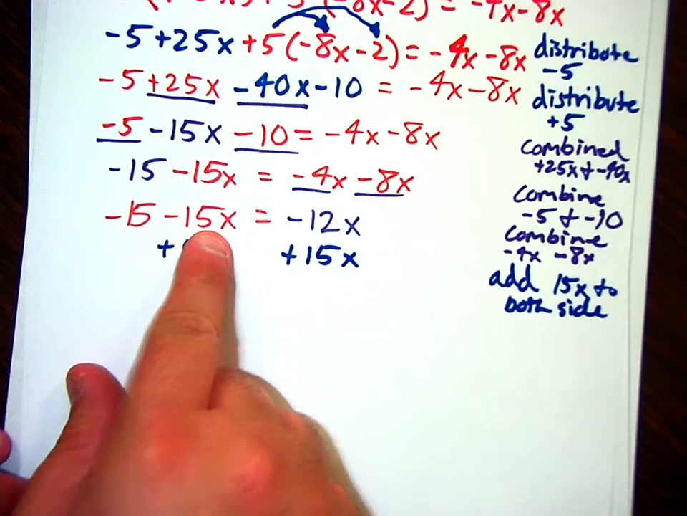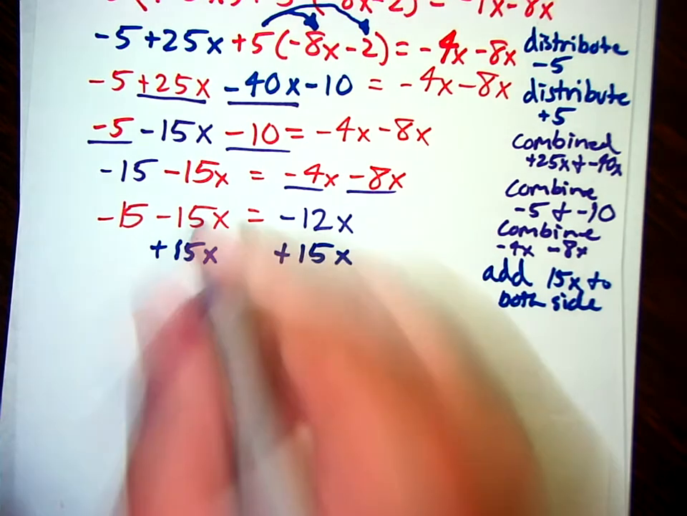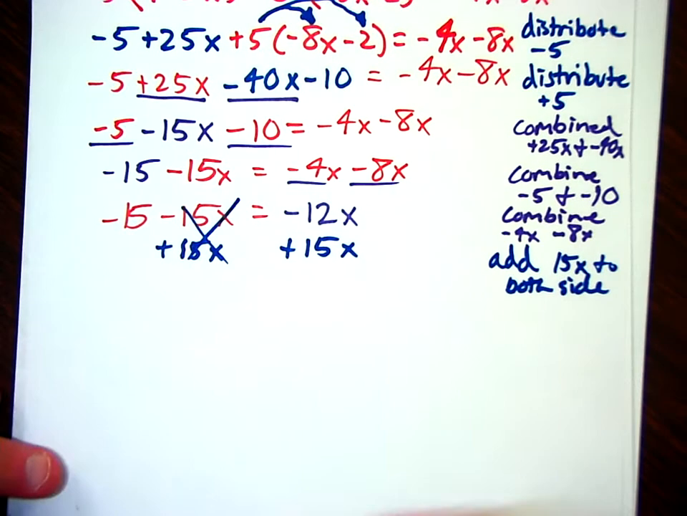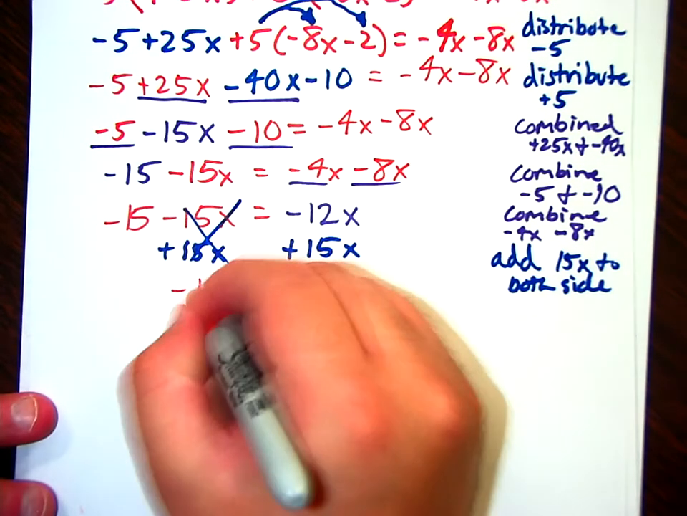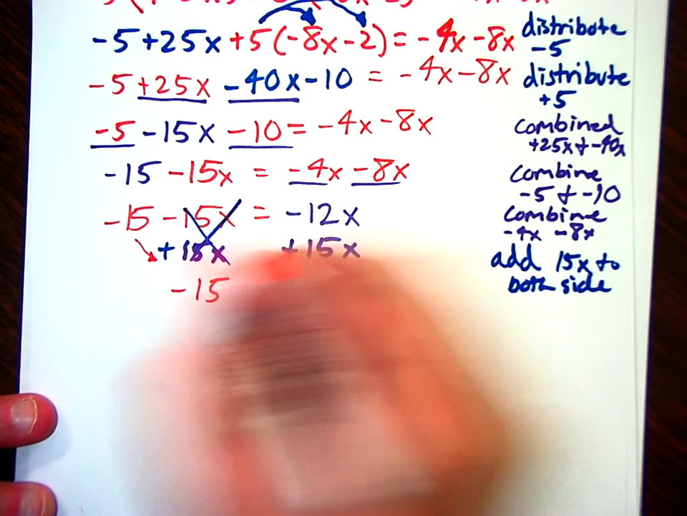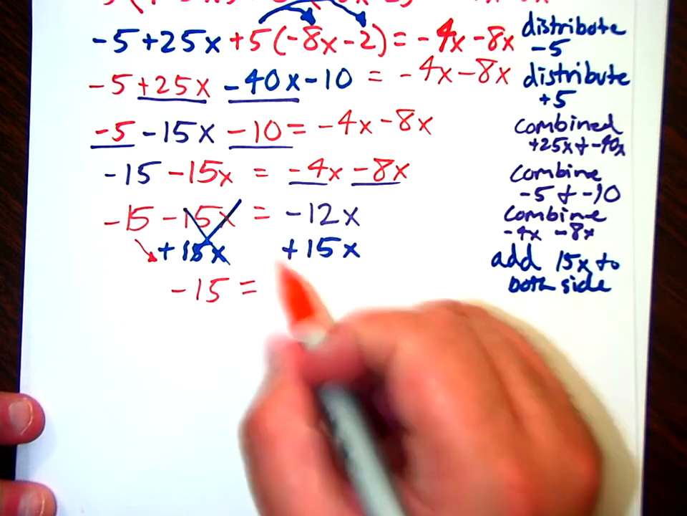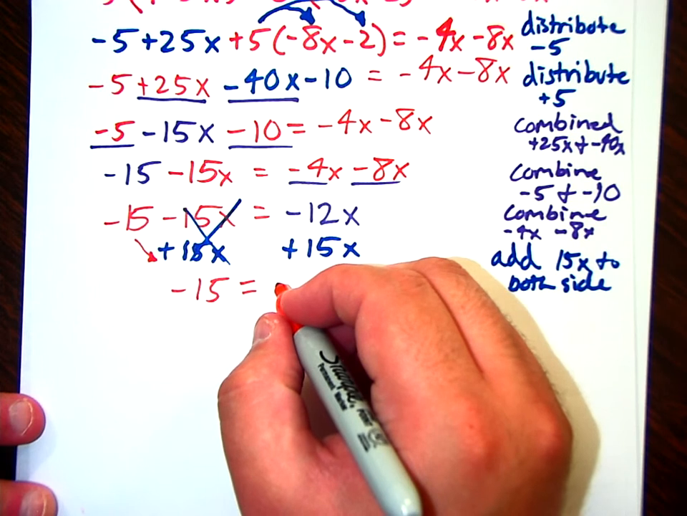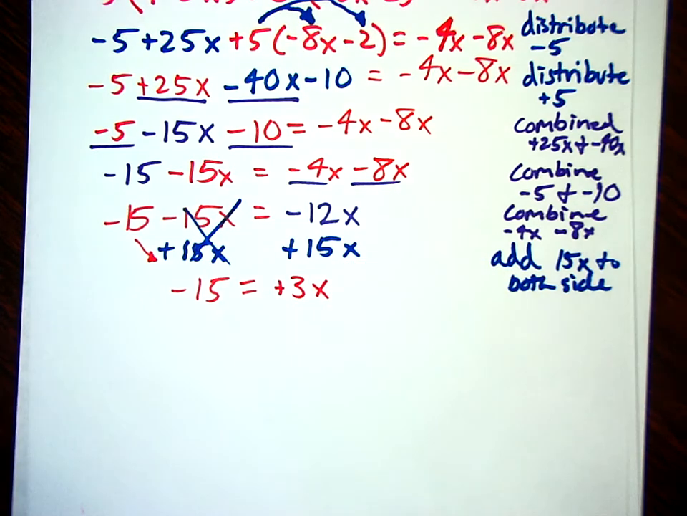Now, negative 15x plus 15x is just going to result in a zero pair. Those things are going to cancel out. And what we're going to be left with is negative 15 over here, brought that guy down, equals, and then negative 12 plus 15, that's going to be a positive 3x, or 3x.